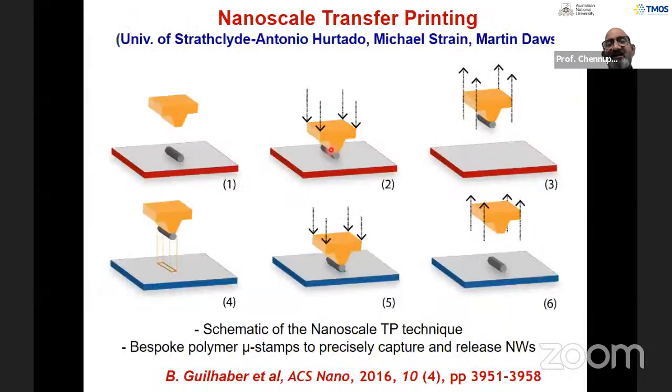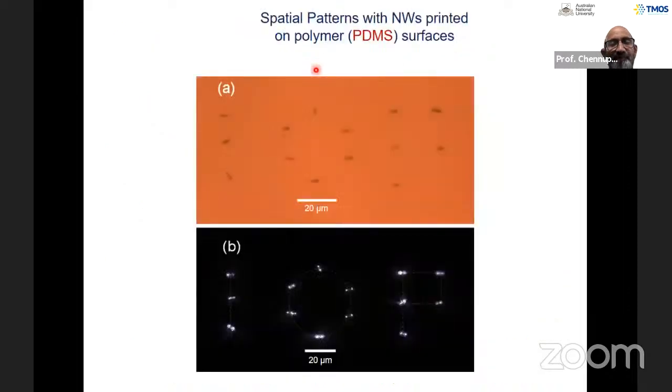So what are we using these lasers for? In fact, this is a joint work with my colleagues at the University of Strathclyde, Professor Martin Dawson, Professor Michael Stein and Professor Anthony Hurtado. What they have developed is called nanoscale transfer printing. In this case, they come up with a PDMS stamp, pick up the nanowire and then drop it off wherever you want. And again, this is a technique which they spent a lot of time optimizing and developing. Research fellow Dr. Ben Wilhaber has spent a lot of time developing this particular technique under the guidance of these professors there.